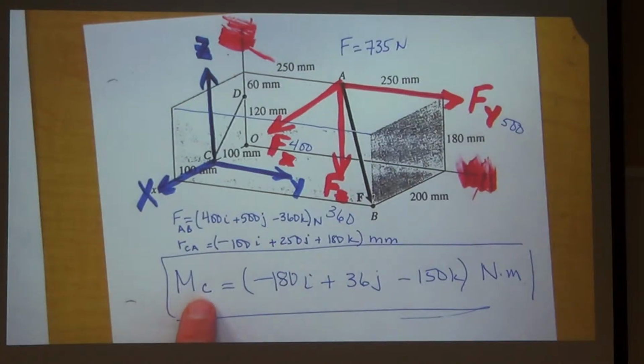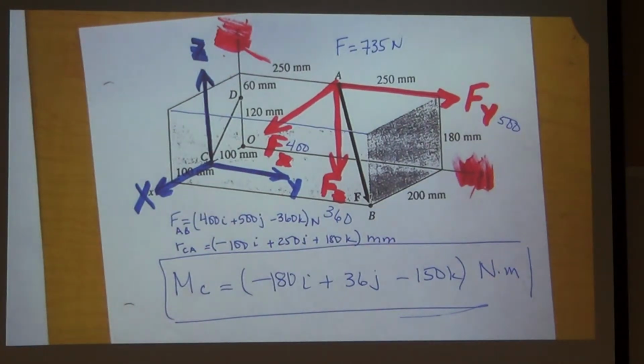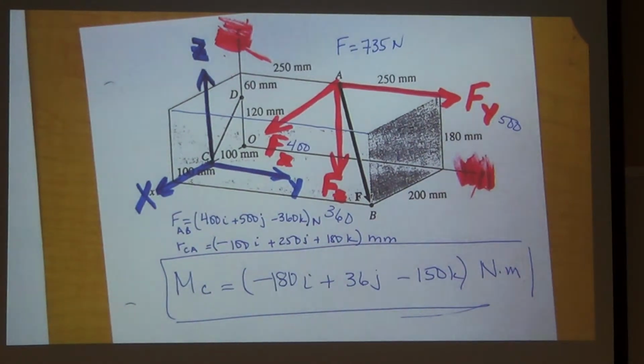You know the moment about point C. How could you find the moment about line CD? What did I say last week about when you're confused about moments? What do you think of? Forces. Okay, don't just talk to the person next to you, and don't say it out loud. You know what the moment is about point C, and I want you to find the moment about line CD.